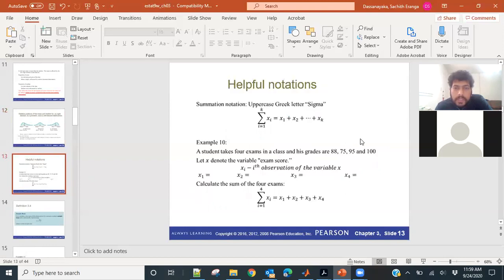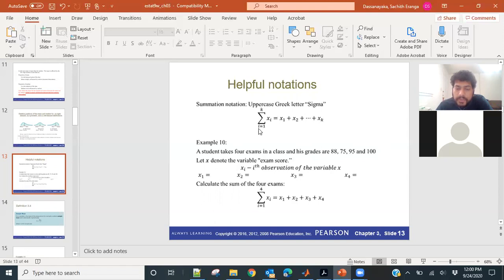I think you may have seen this before. This notation we call sigma notation. We use it to denote summation. Instead of 1 plus 2 plus 3 plus 4 plus, we use this notation: sigma, i equals 1 to n, of x_i, which means summation from 1 up to n: 1 plus 2 plus 3 plus something plus n. That's why we use this sigma notation.